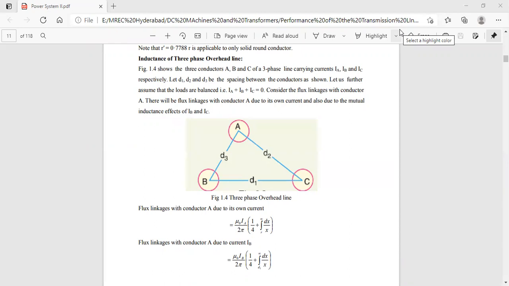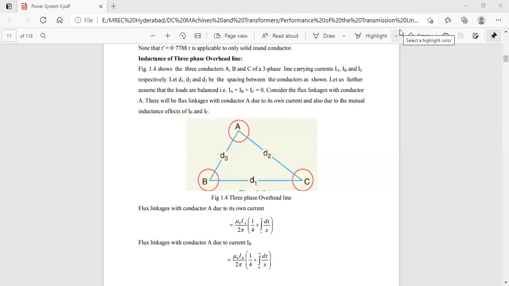Consider the flux linkages with conductor A. There will be a flux linkage with conductor A due to its own current and also due to the mutual inductance effect of IB and IC. The flux linkage with conductor A due to its own current is equal to mu naught into IA divided by 2 pi into 1 by 4 plus integration of r to infinity dx divided by x. The flux linkage with conductor A due to current IB is mu naught into IB divided by 2 pi into 1 by 4 plus integration of d1 to infinity dx divided by x.